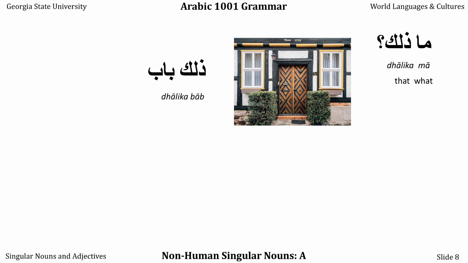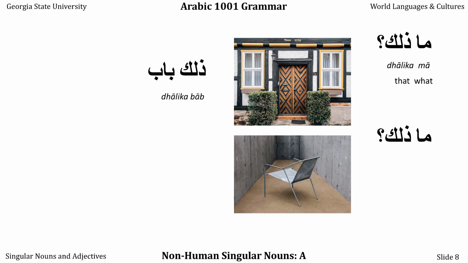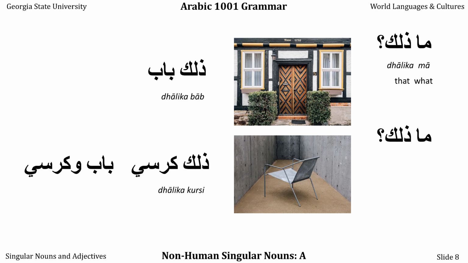So now we can say what, we can say this, we can say that, and we know 5 other words. Here's a 6th one. Ma dhalik, dhalik kursi. A kursi is a chair. Dhalika means that. Dhalika kursi. And now if we say bab wa kursi, like this, bab wa kursi means a door and a chair.